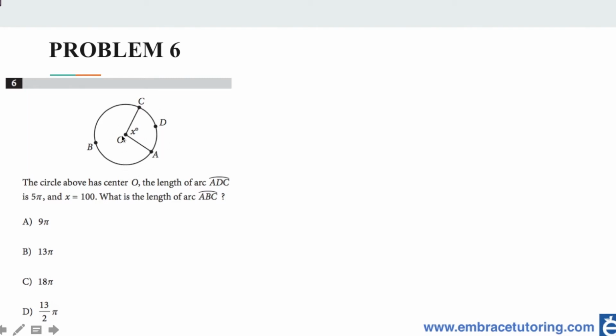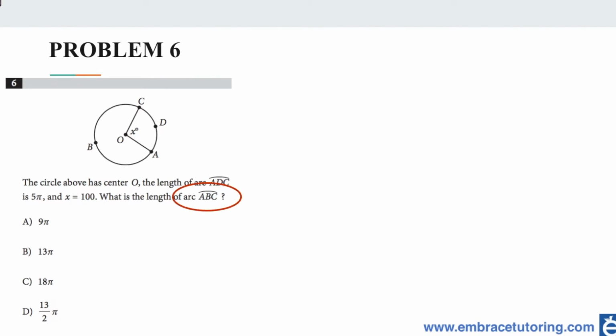And them telling you that this is the center is just following circle theorems, and that OC is a radius and OA is also a radius. X here is in degrees, so that's going to be more related to 360 degrees. And whenever you see pi, you want to start to also think of circumference, just in case they ask you for that in any way.